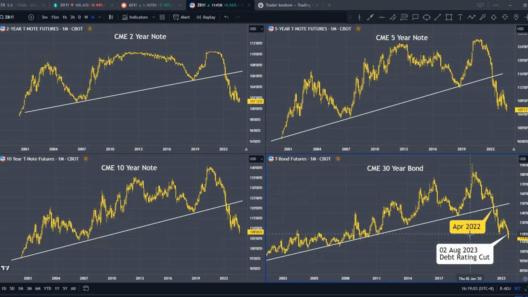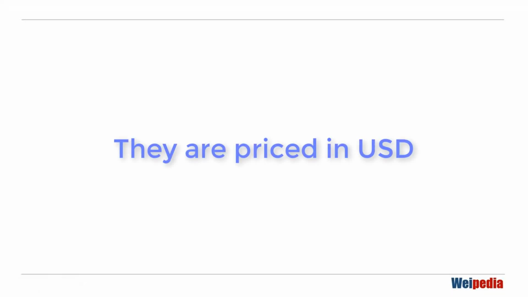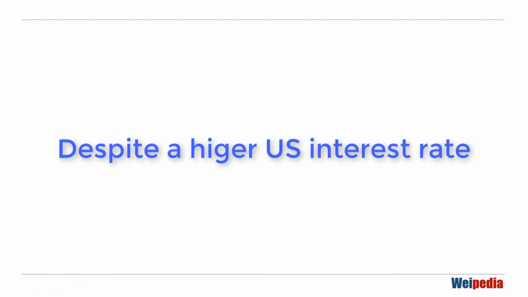Since April 2022, we could see that the bond prices have transitioned from an uptrend to a downtrend, and bonds have been selling off since then. My explanation is this: as long as the bonds continue to trade lower, and since they are priced in US dollars, we should also be seeing a weaker US dollar, despite a higher US rate.